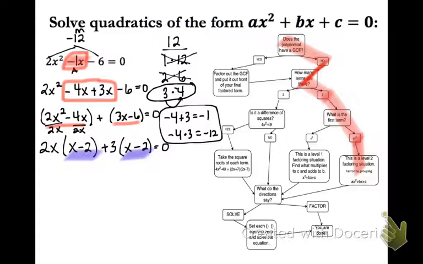Now the way that we write this again is we're going to write this once. Then we're going to take what we pulled out front here, and we're going to put those in their own parenthesis together. So we get 2x plus 3.